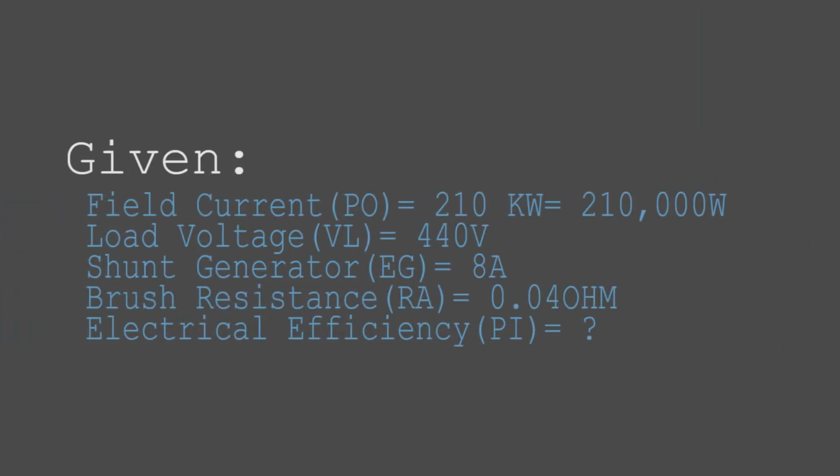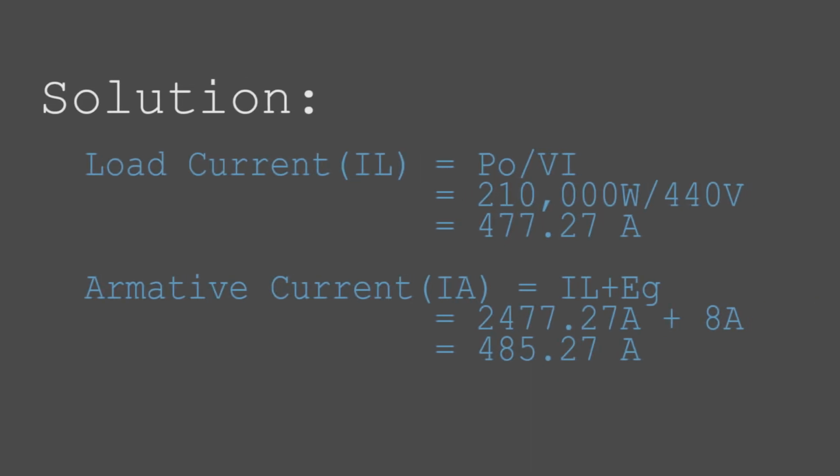Given, power output is 210 kilowatts and it is equivalent to 210,000 watts. Load voltage is 440 volts. Shunt generator field current is 8 ampere. Armature and brush resistance is 0.04 ohm, and we are going to look for electrical efficiency. And these are the solutions.